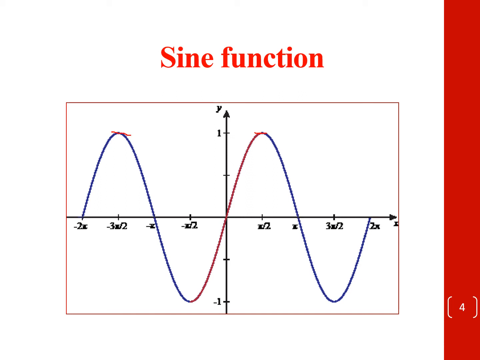So, we have to make it 1-1 by restricting its domain to a suitable range. So here we will consider the range from minus pi by 2 to pi by 2. So the function will become 1-1 and onto, so that its inverse exists.